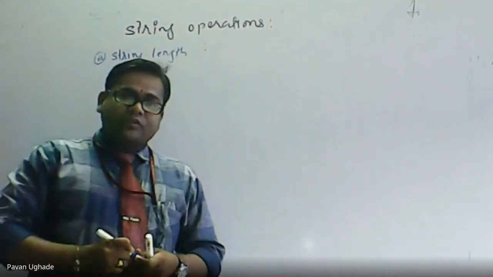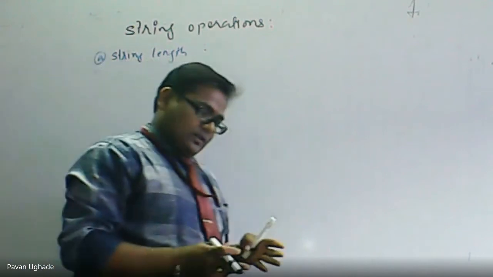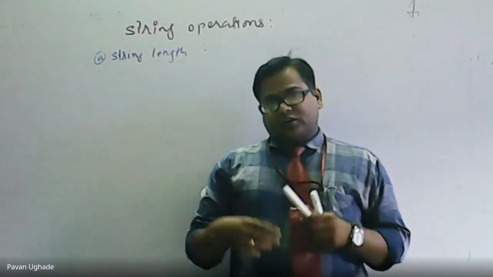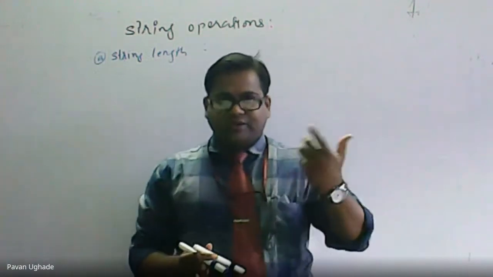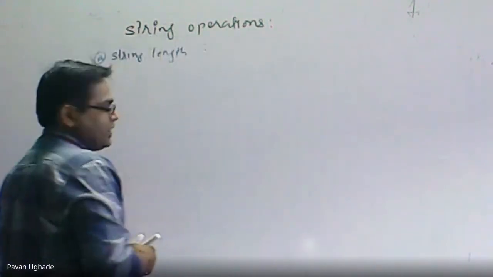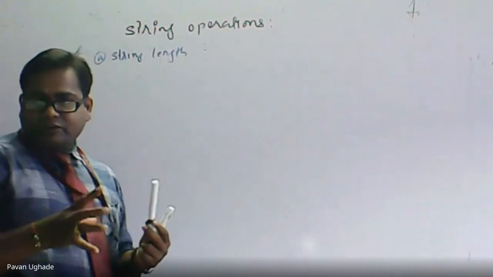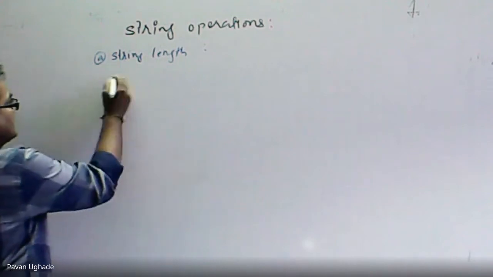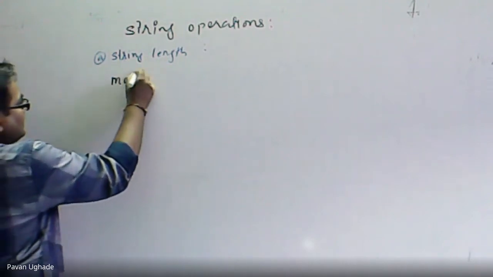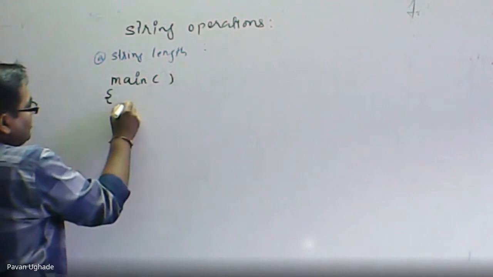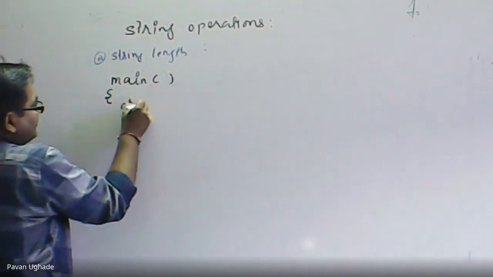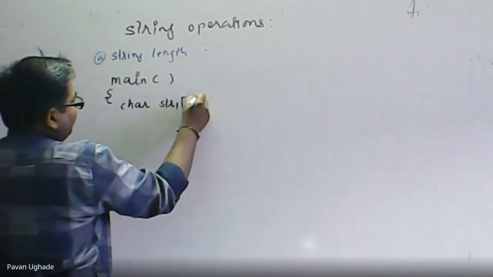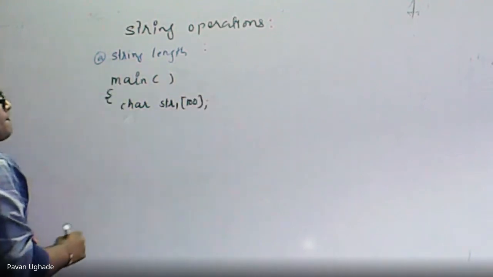Basically, we'll first read one string. We know how to read the string, right? By this time we are quite aware. Let's assume I'll start writing the program first. We will require one string, so char, I'll call it strlen of 100. I'll define it like this.